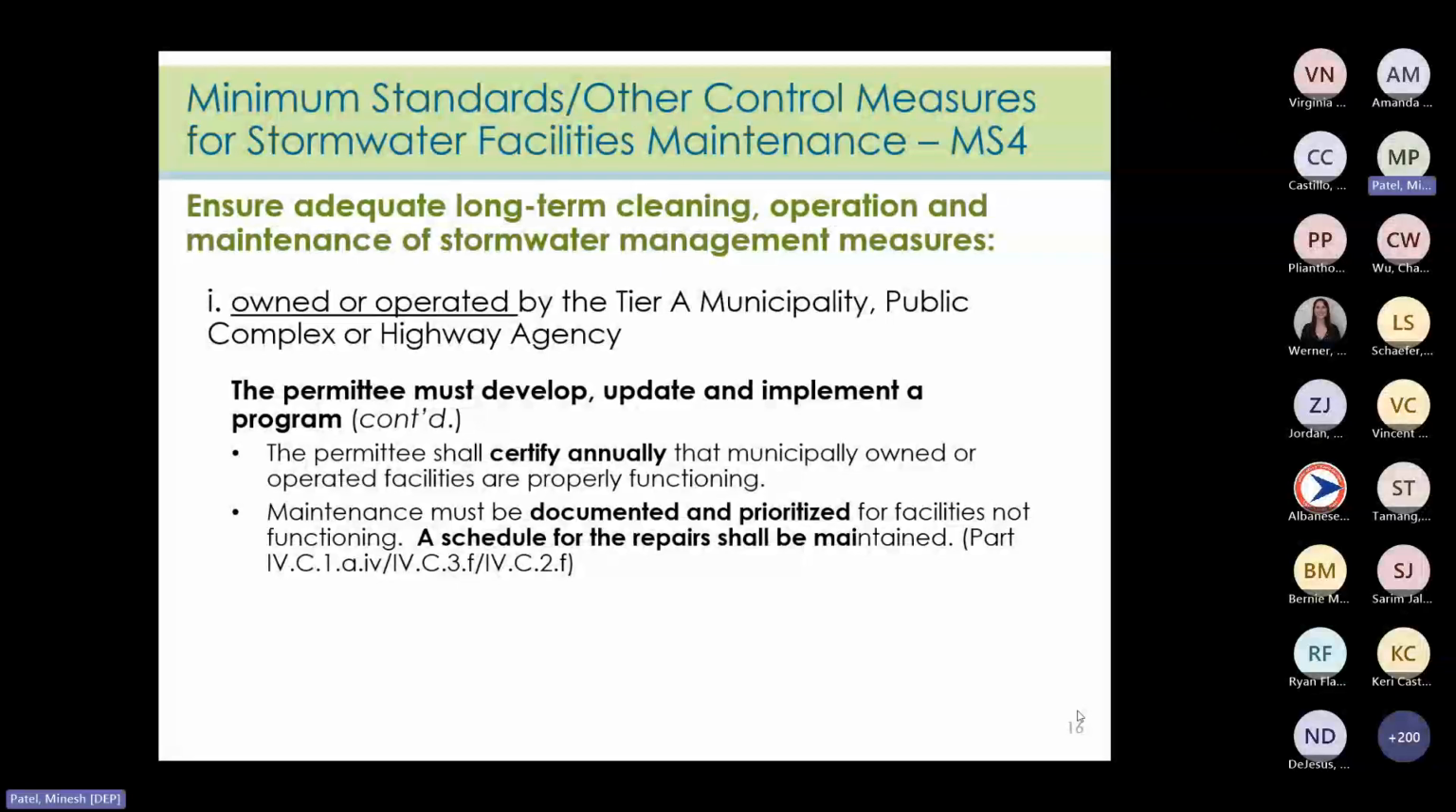Continuing on, the permittee also must certify annually that these facilities are properly functioning. And lastly, improper functioning facilities where repairs were not made must be documented and prioritized, so a schedule must be maintained. The permit citations are in parentheses for the Tier A, public complex, and highway agency permits, respectively.